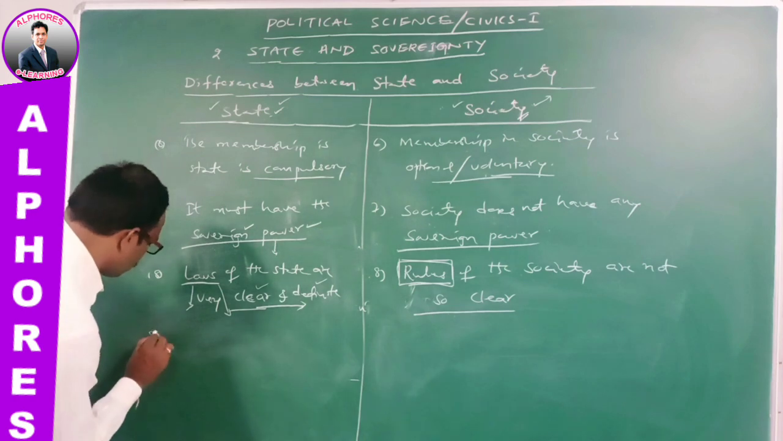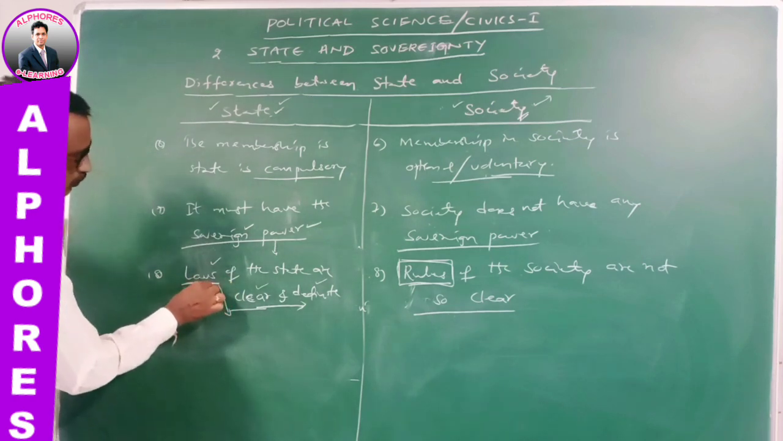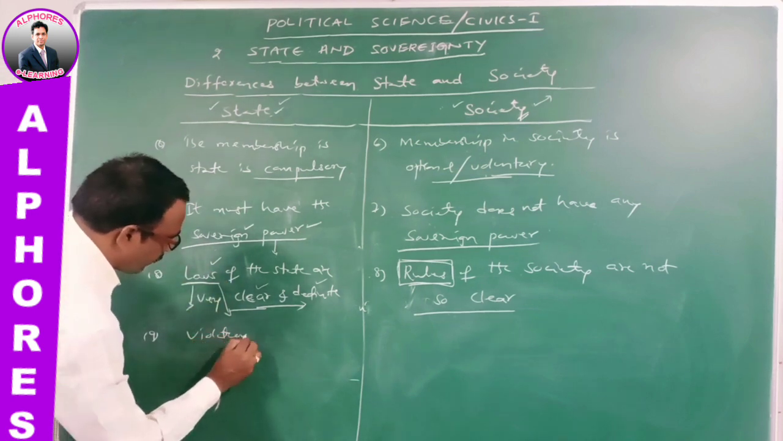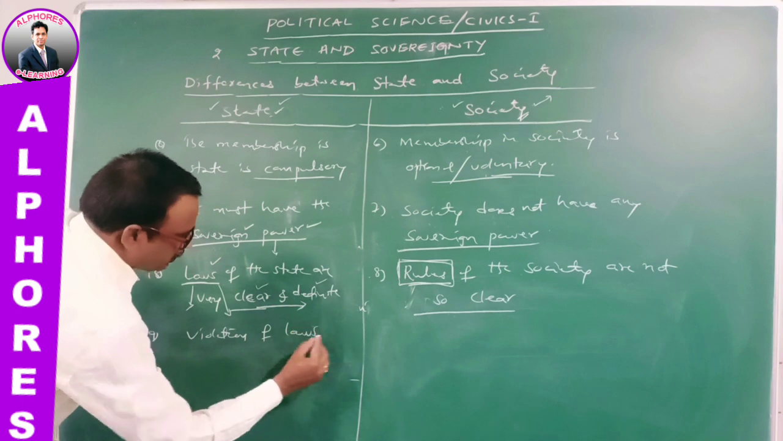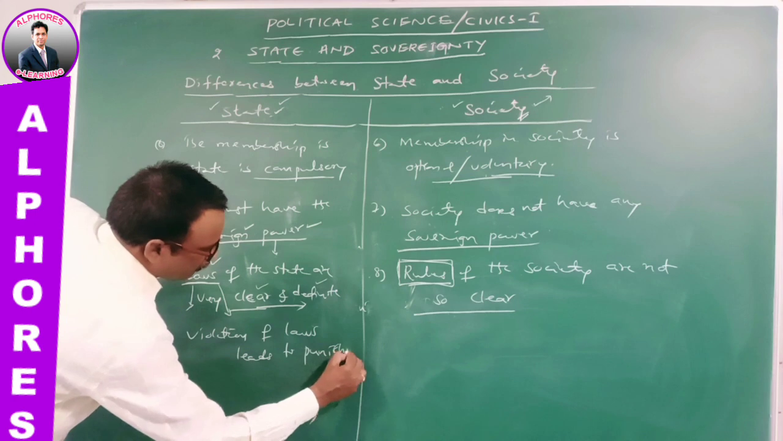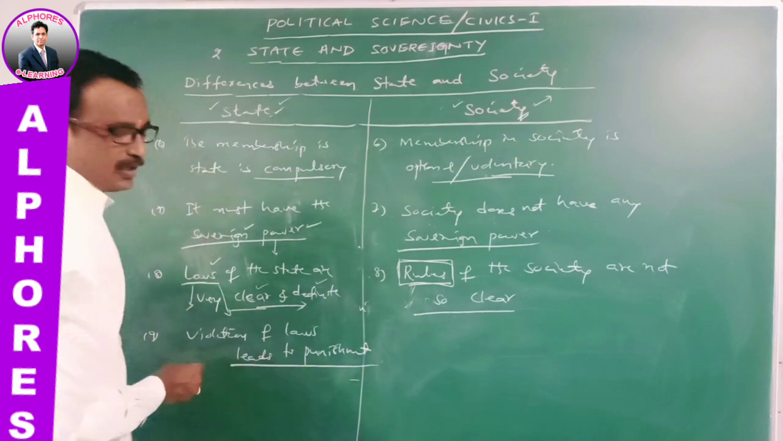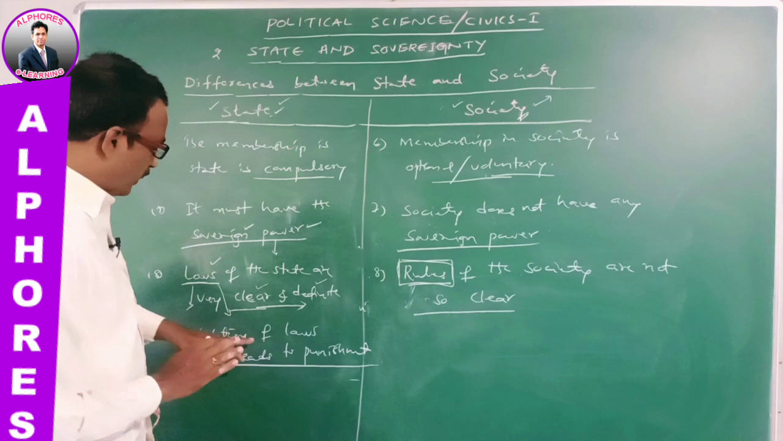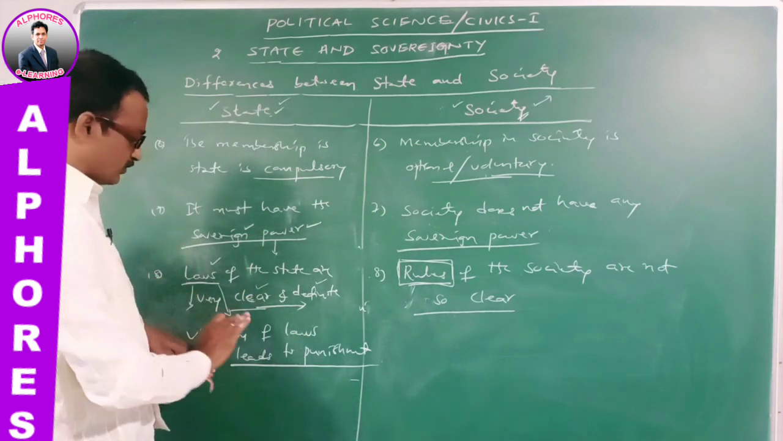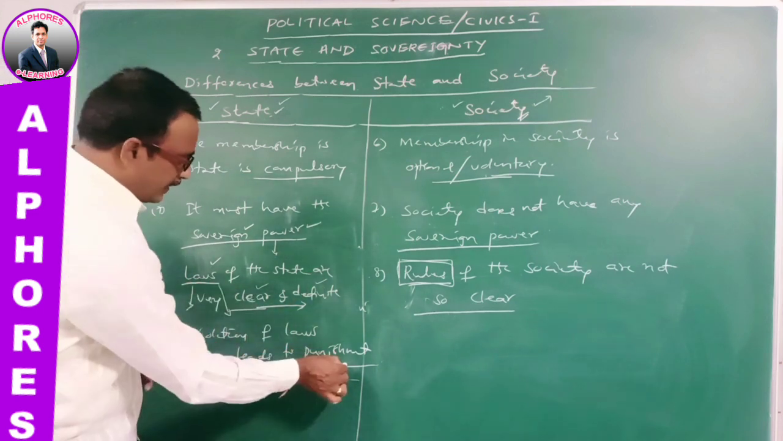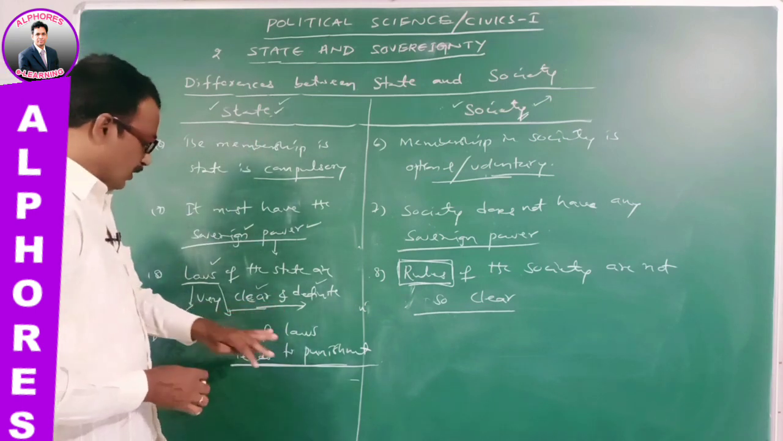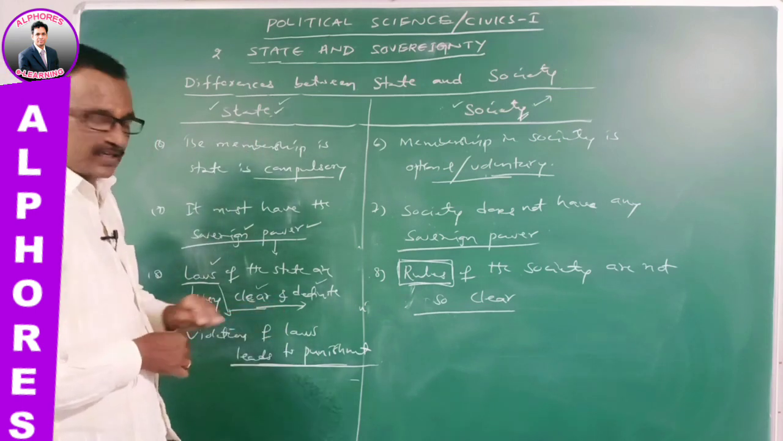Then if anybody violates the laws, it leads to legal punishment. Everybody must obey the laws of the state. If anybody violates them, they will be punished. That is the legal punishment. So the highest punishment in the state is the death sentence, that is hanging.